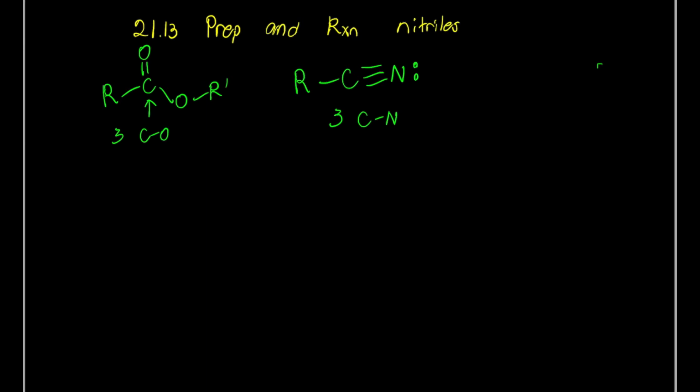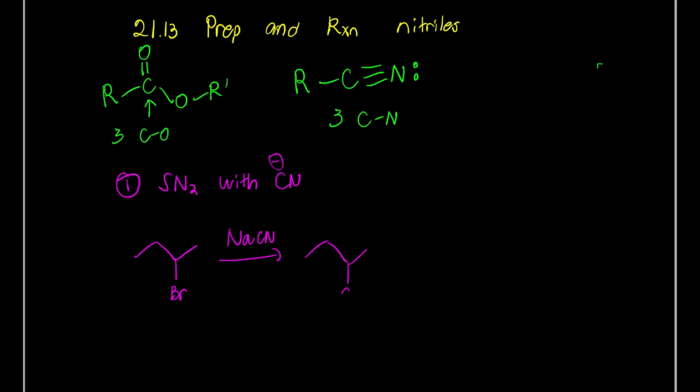Now, we did see previously one way to make nitriles, and that was an SN2 reaction with cyanide. So if you have a primary or a secondary alkyl halide, and you treat this with sodium cyanide, in some polar aprotic solvent, but we won't get into that, you can form a nitrile. We can also draw it with the carbon-nitrogen triple bond shown.